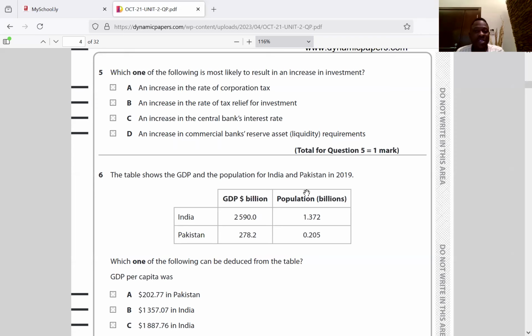C, an increase in central bank's interest rate. An increase in interest rate makes the price of borrowing expensive, and it will make investment through financing by borrowing expensive. So investment will not increase.